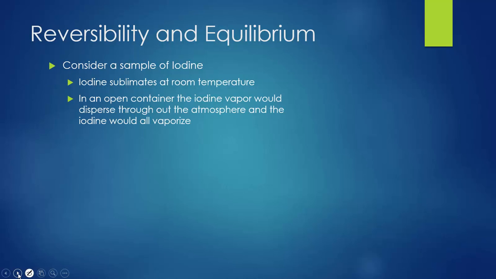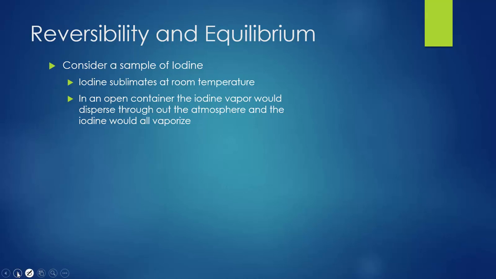But if we had a sample of iodine and we left it sitting out, it would all vaporize, it would all turn to a gas at room temperature, and we'd have iodine vapor. We wouldn't have any iodine solid, because as that vapor mixes with the air, it'll disperse and be carried out, and we don't really have any way of containing it, and so eventually we're just going to run out of our solid iodine. It'll be gone, and we'll have iodine vapor dispersed throughout our air.